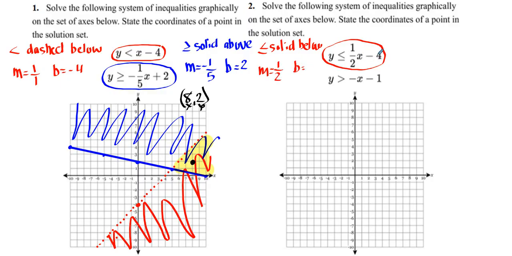My b value found to the right of x is -4, so I'll begin graphing it at -4, and then I will go up 1, right 2, up 1, right 2, up 1, right 2, up 1, right 2, up 1, right 2, as many times as the graph will allow.